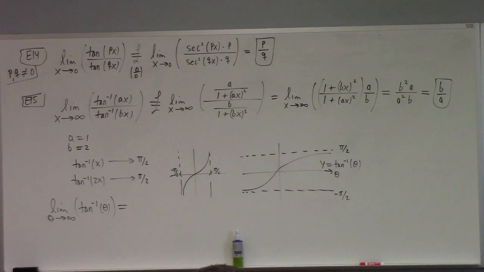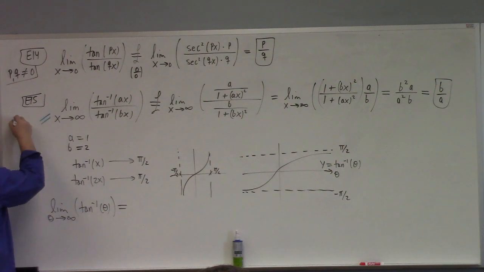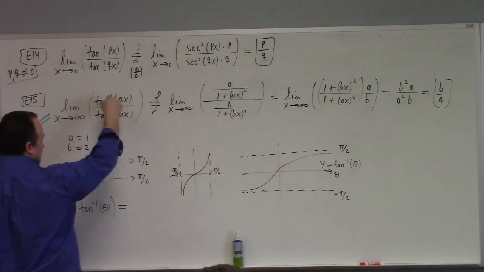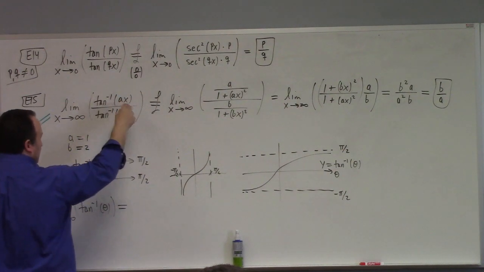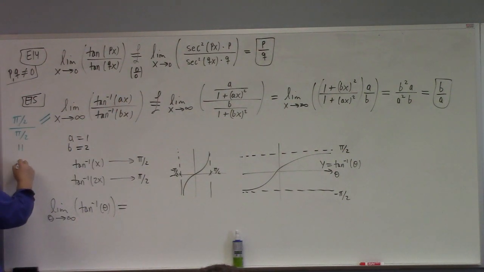So what's the real answer to this question? See, this is just, if you'll allow me the short manga style correction, this is just equal to pi over 2 divided by pi over 2. See, because this goes to pi over 2, and that goes to pi over 2, so the answer is 1. The answer is not b over a.